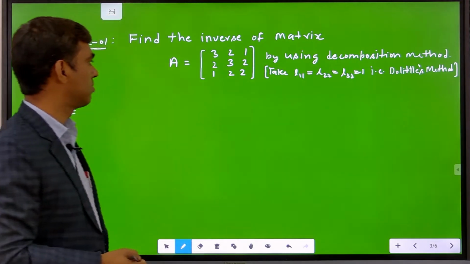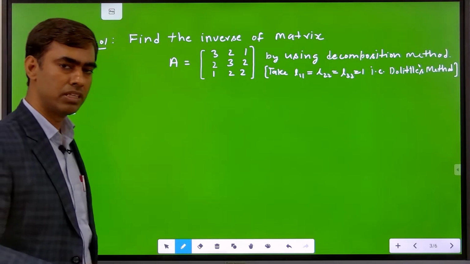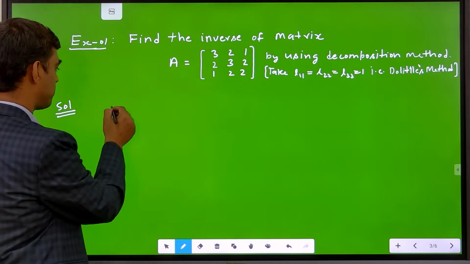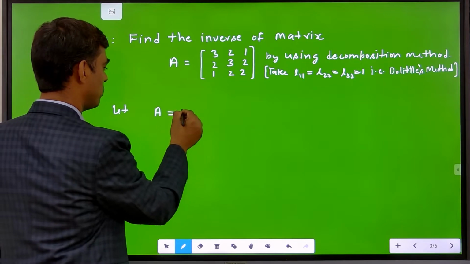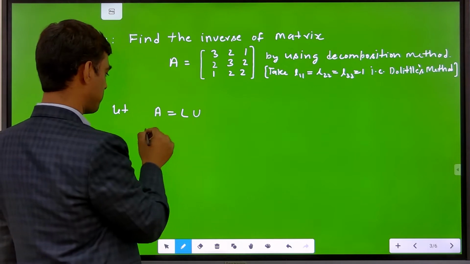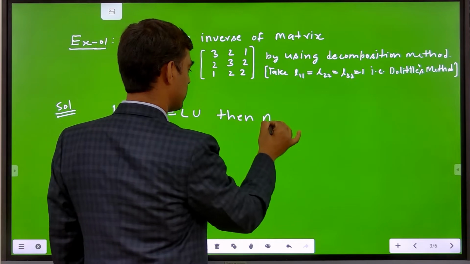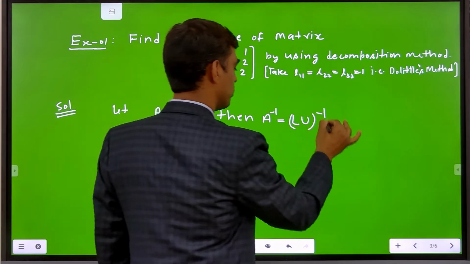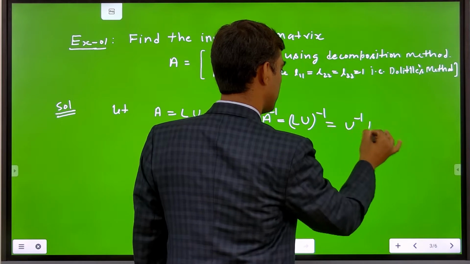So now let us try to solve this problem, how we find the inverse of this matrix. Here we assume that this matrix is a non-singular matrix. So let A = LU, then A inverse = (LU) inverse. Using the property of the inverse of a matrix, this becomes U inverse L inverse.